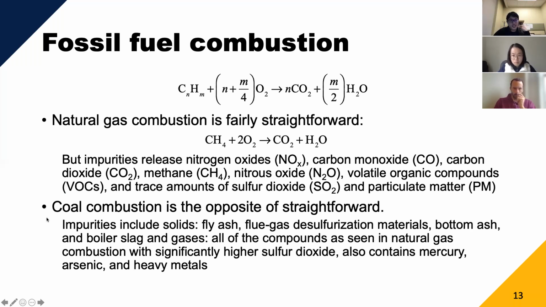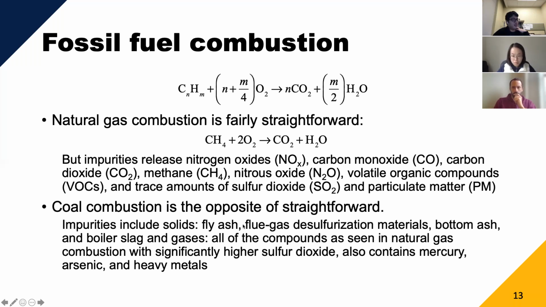So coal combustion is like the total opposite of natural gas combustion. It's very complex, right? We have these giant carbon molecules that also have lots of impurities, and a lot of those impurities are in the solids themselves. So they're not really feasible to remove, and therefore you get all sorts of crazy byproducts in addition to everything that you would see up here.